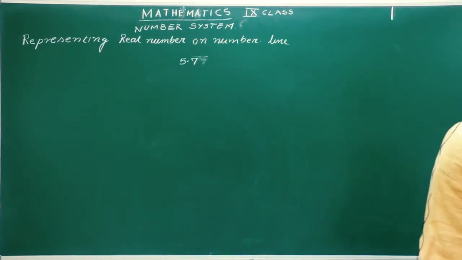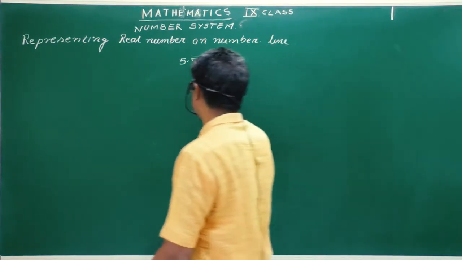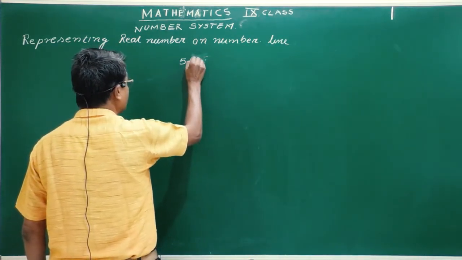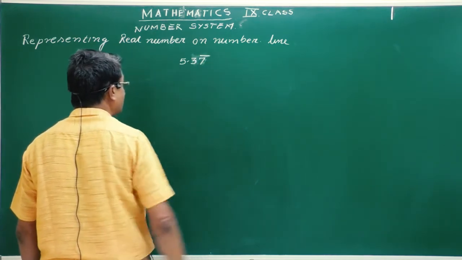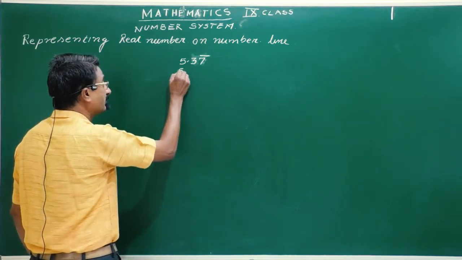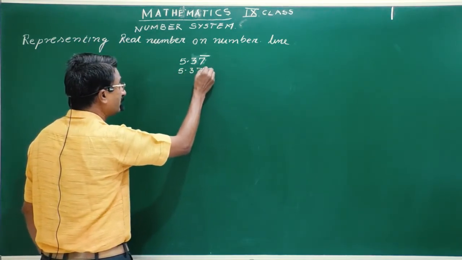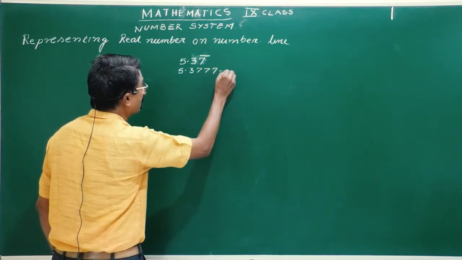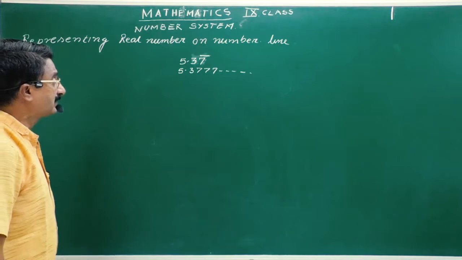I am taking one example, that is 5.37. The example is given in your book, that's why I am taking the same example so that you can read the book also. 5.37 bar means the 7 is repetitive and it is up to infinity. The procedure is again the same.